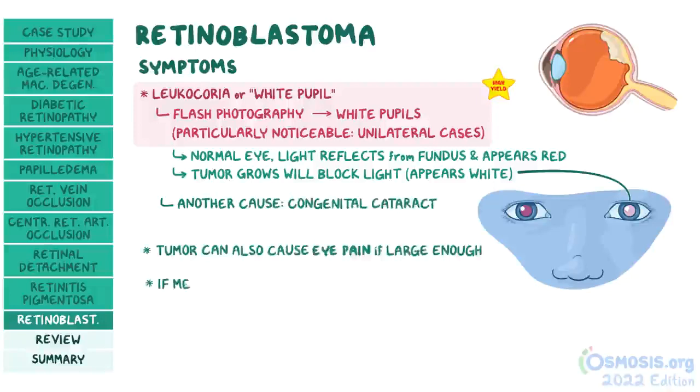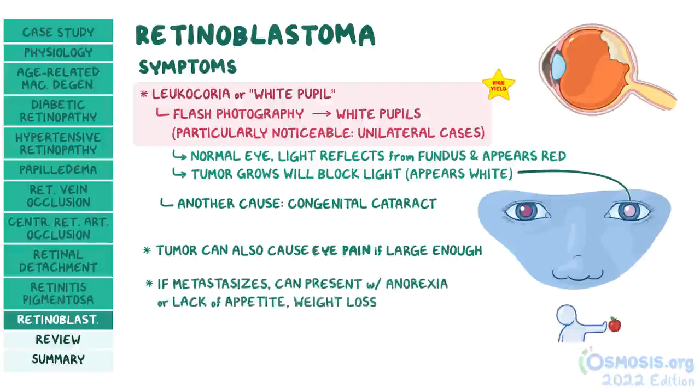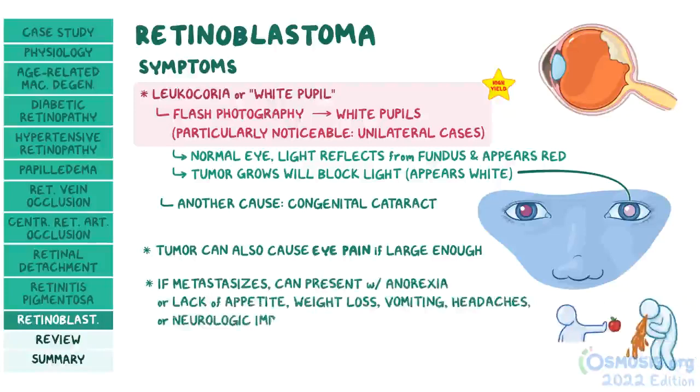Now, if the tumor metastasizes, it can also present with anorexia or lack of appetite, weight loss, vomiting, headaches, or neurologic impairment.